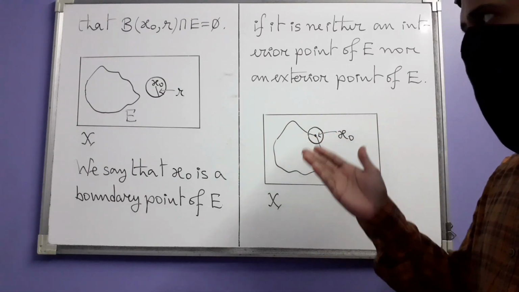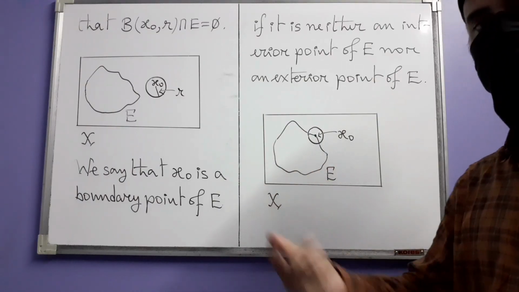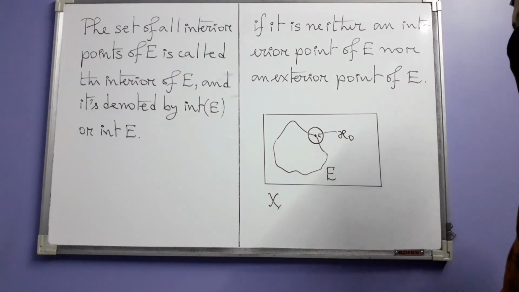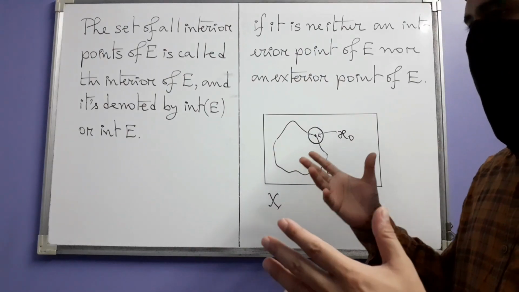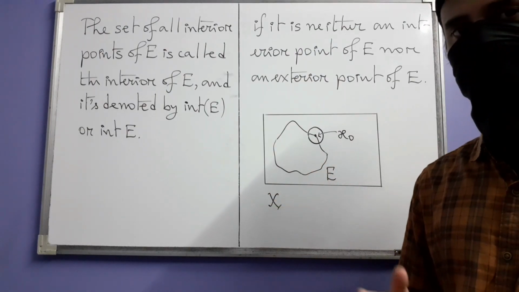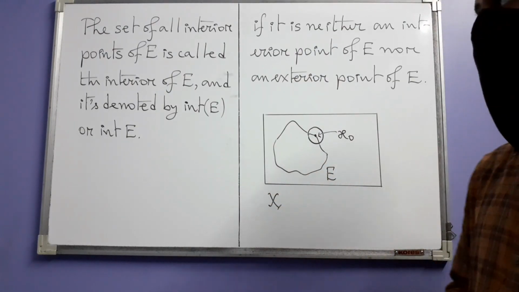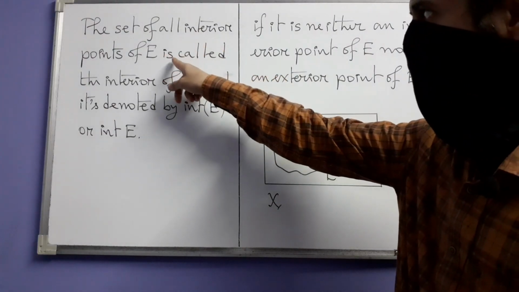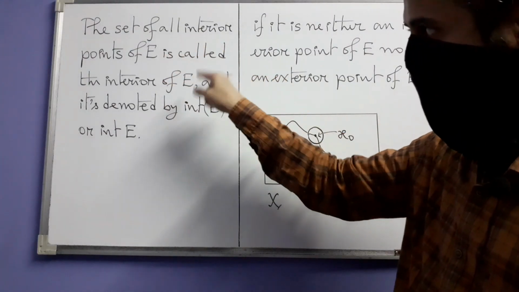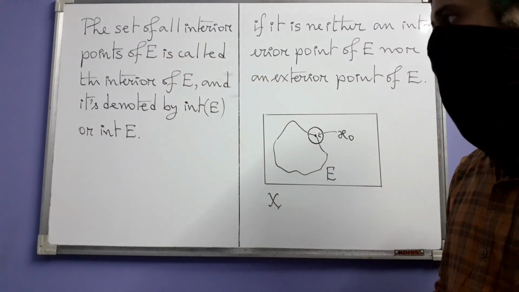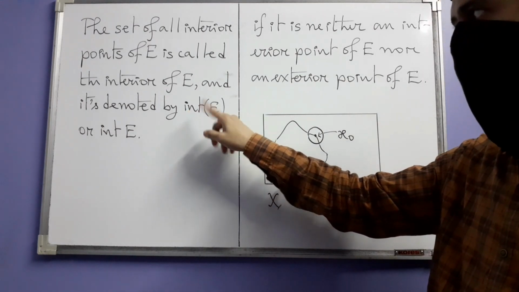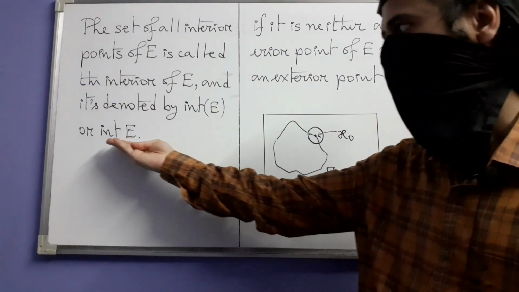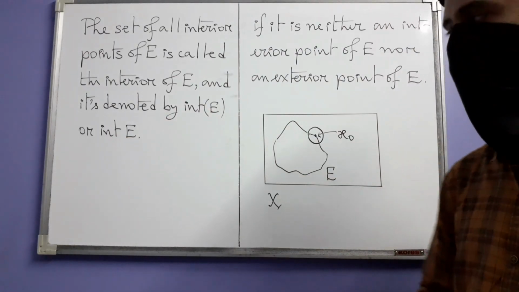Now we are going to consider the sets of these points. So for the set E, we can collect all its interior points and create a set out of them. The set of all interior points of E is called the interior of the set E, and it's denoted by this notation int followed by E within brackets, or you can just simply write int of E, interior of E.